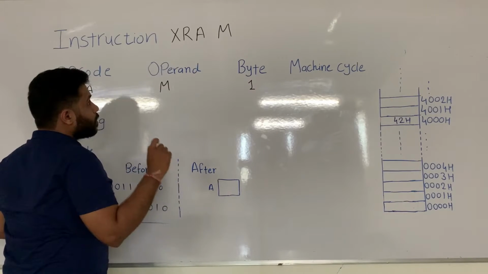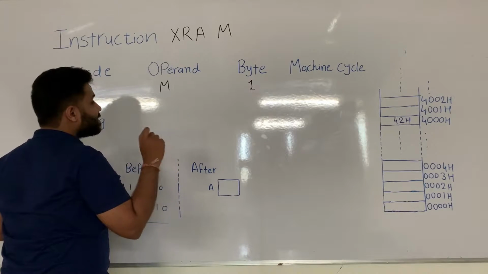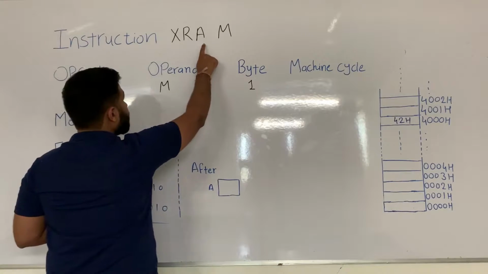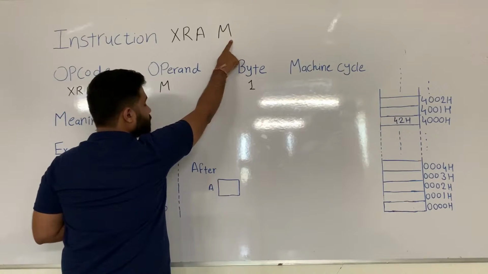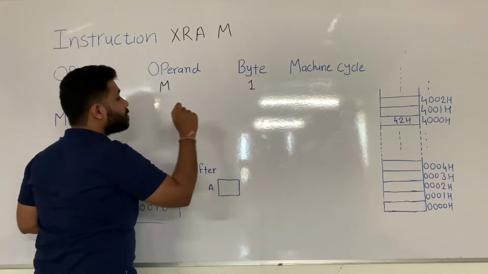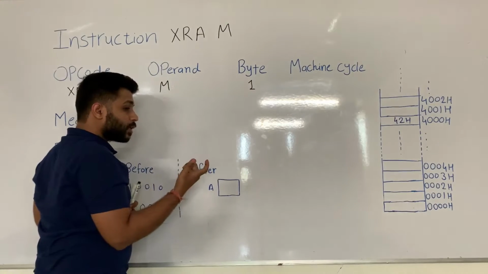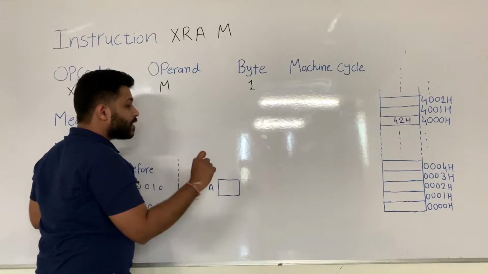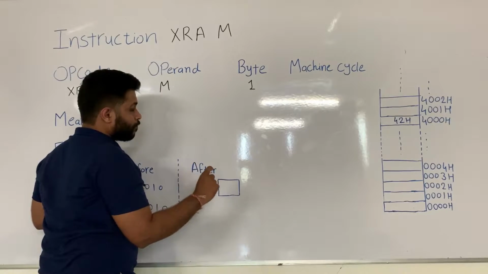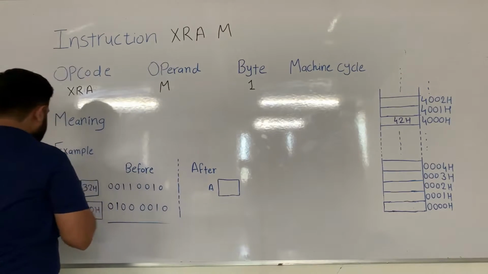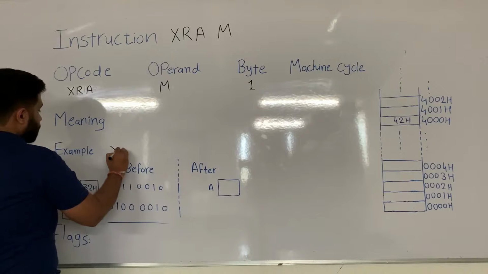So always remember, whenever you see M present in the instruction, it means the memory location. But which memory location? The memory location specified in the HL pair. Let's see one example.